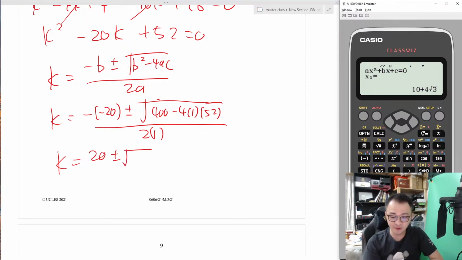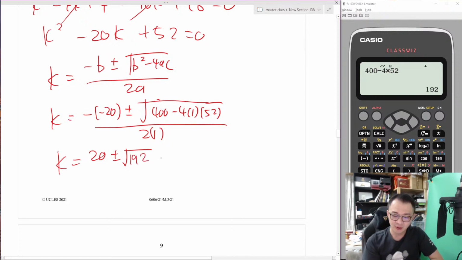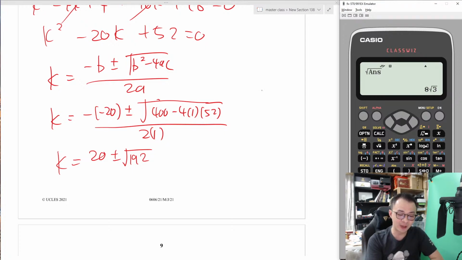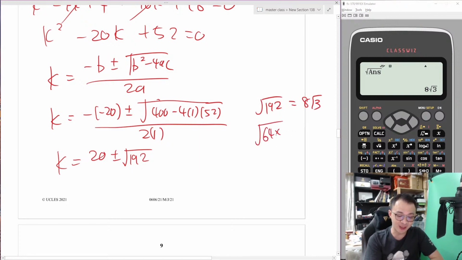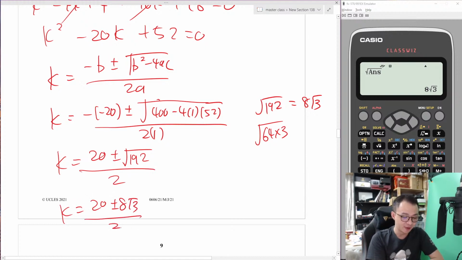So this one should be 400 minus 4 times 52, which is 192. Alright, so the square root of 192, I know I get 8 root 3, because it actually equals the square root of 64 times 3. Okay, so over 2, you can just do 8 root 3, no problem. So both numbers divided by 2, which is 10 plus or minus 2 root 3. It's not 2, it's 4, right?